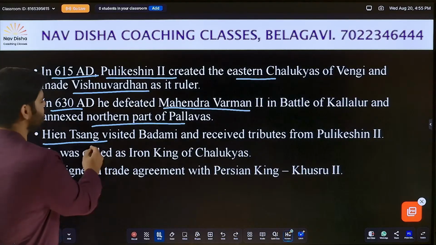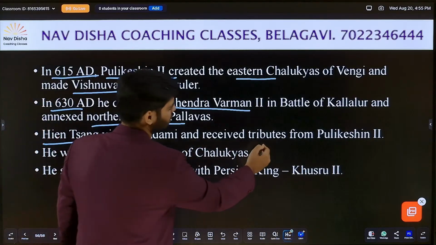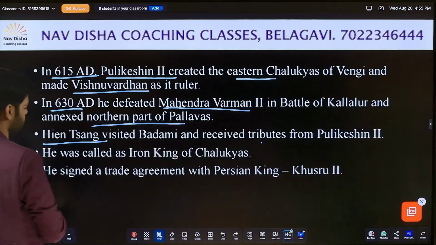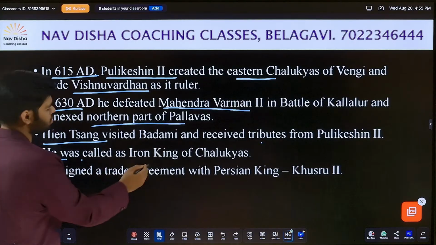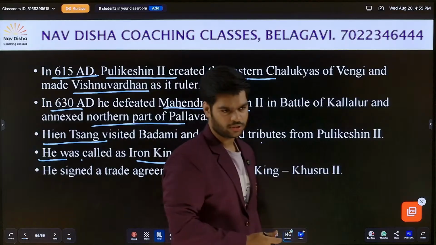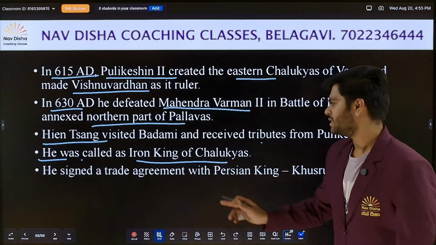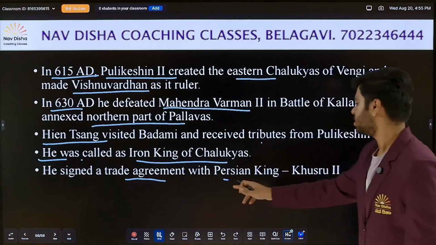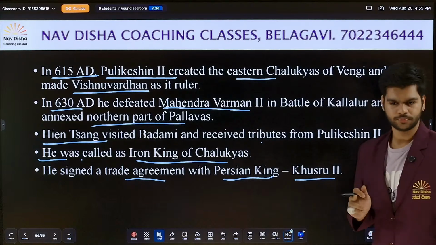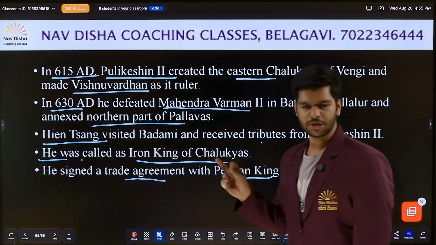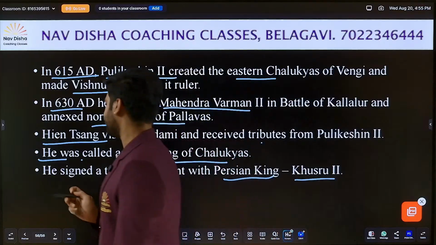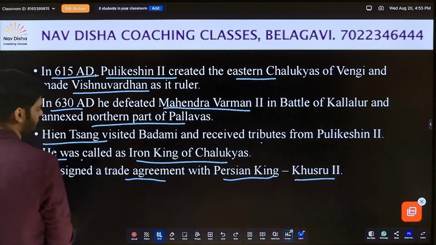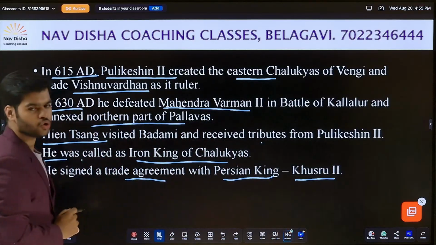Siyuki. So he visited Badami and received tributes from Pulikeshin II. Pulikeshin II was called the Iron King of Chalukyas. So he was very powerful. He signed a trade agreement with Persian King Khushru II. Persian King, Persia, Iran, Iraq, that region. A trade agreement was signed with the king. His name was Khushru II.